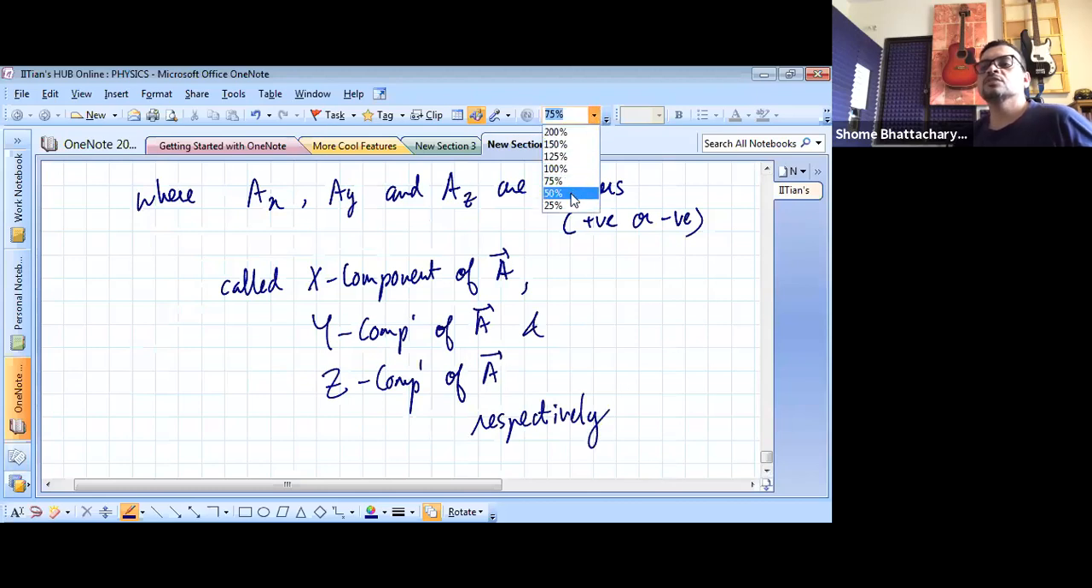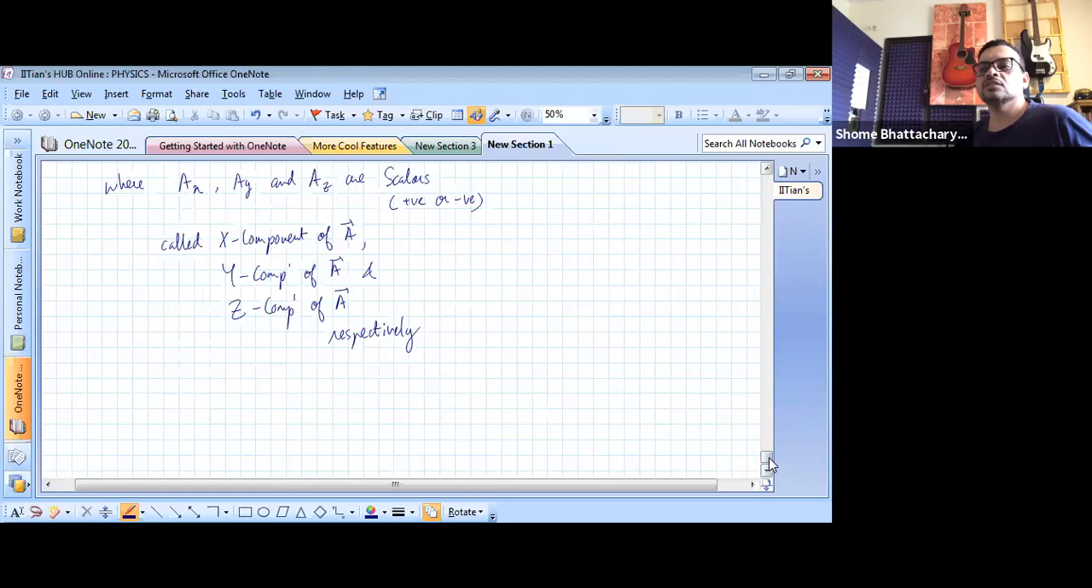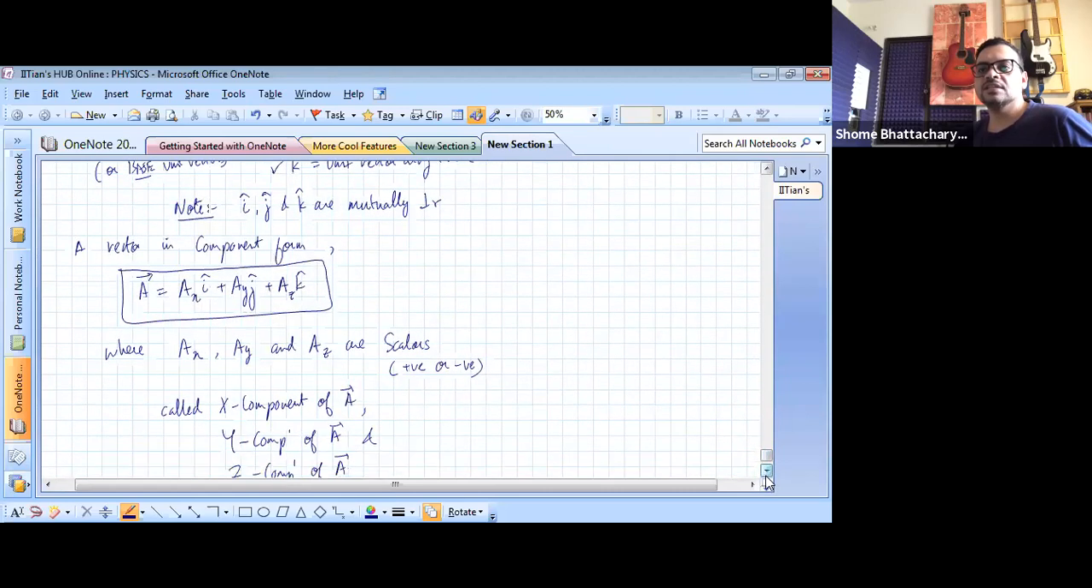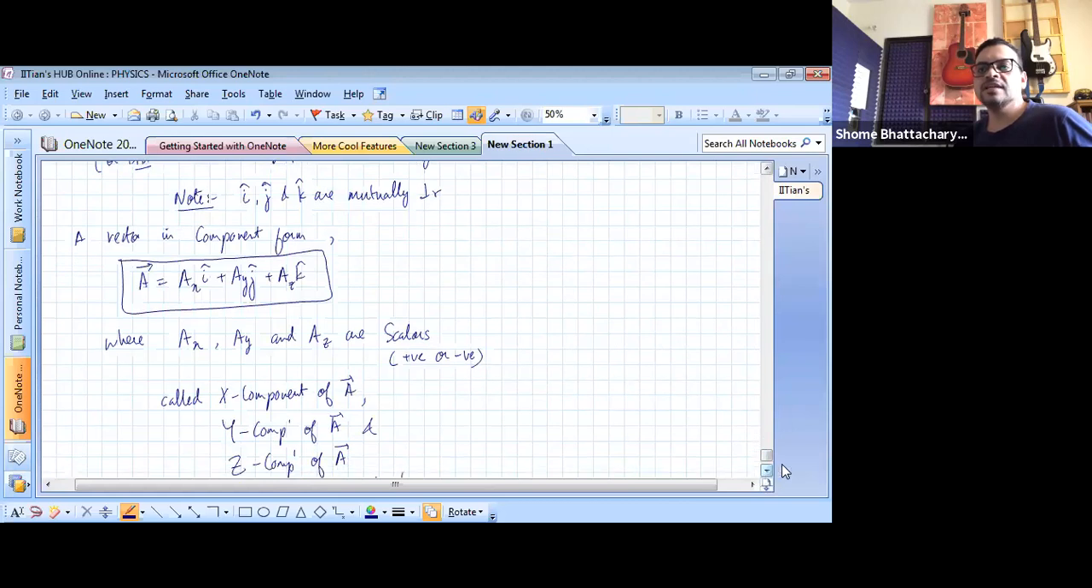Okay, so just one component is now added to our system. Just like in the two-dimensional system, we had Ax i cap plus Ay j cap. Now in the three-dimensional system, we have additionally Az k cap. This is A subscript z, k cap. This last term is just added to our two-dimensional expression. You can write z like that also, it doesn't matter.